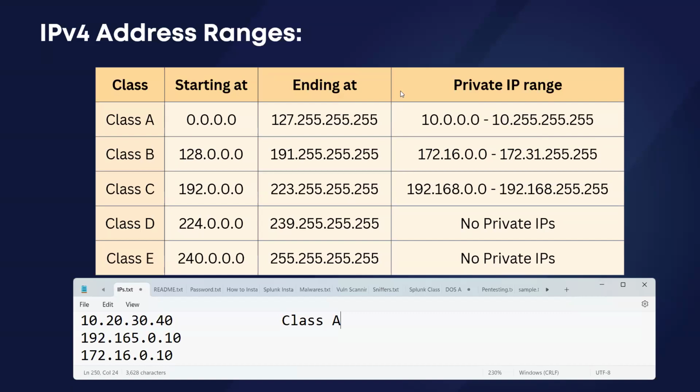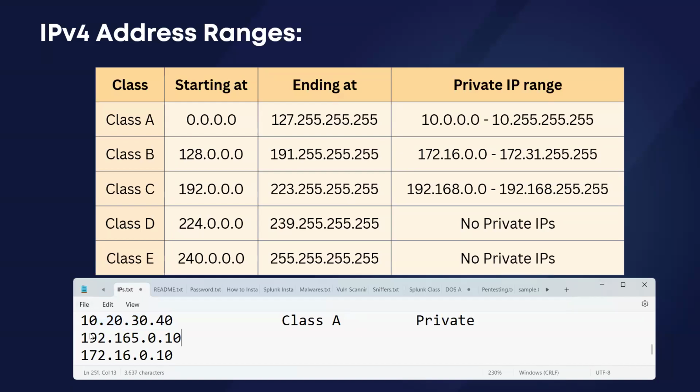For class B, for an IP to be a private IP, the first octet should be 172. The second octet should be between 16 and 31. The remaining two octets can be anything from 0 to 255. And for class C, the first octet should be 192, the second octet should be 168, and the remaining two octets can be anything from 0 to 255. So here, the first octet is 10, and the others are numbers from 0 to 255, right? So therefore, this is a private IP.